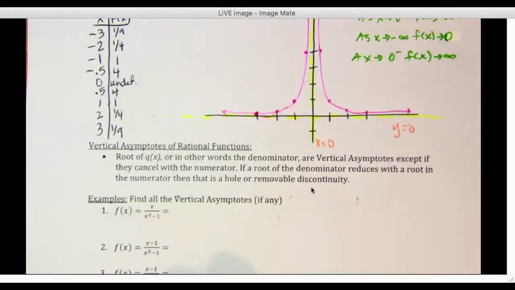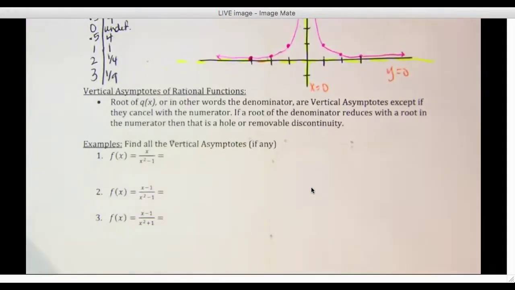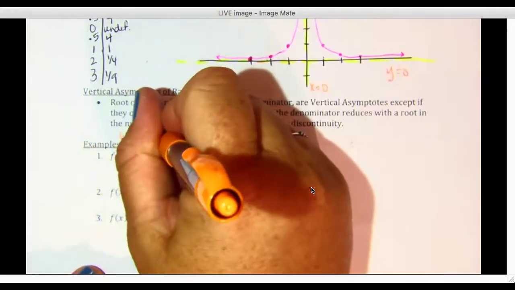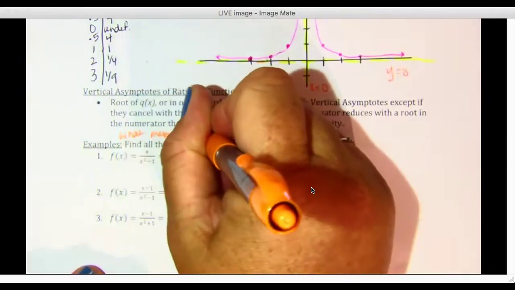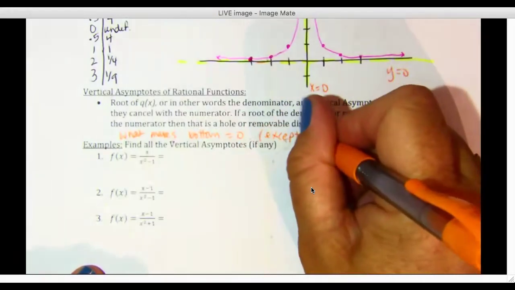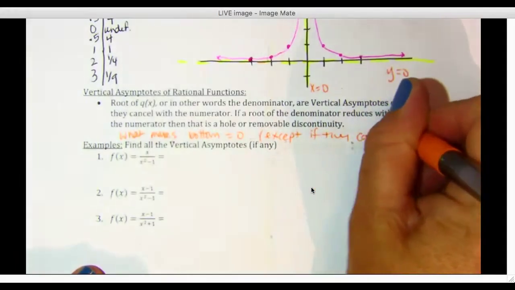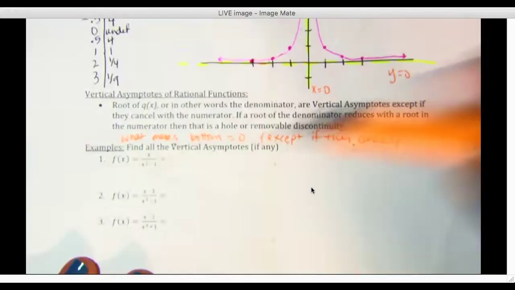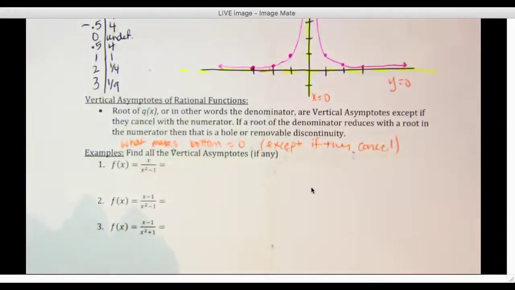The next thing we're going to take a look at is vertical asymptotes. And the short answer to how to find a vertical asymptote is it's what makes the denominator 0, except if they cancel. If you have a factor up top and on bottom that cancel out, then that gives you what's called a hole. If you have a factor in the bottom that makes an asymptote, that gives you a vertical asymptote. So let me tell you what a hole is really quickly.